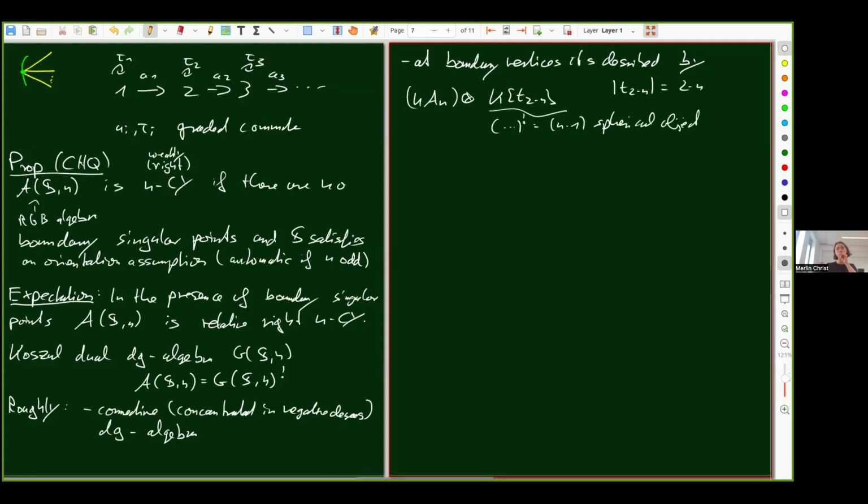Right? So basically, what happens at the boundary vertices is that you're just taking the Koszul dual, and this commutes with the tensor product, or changes the tensor product by only going to the Koszul dual of the spherical object, and that is a polynomial algebra.